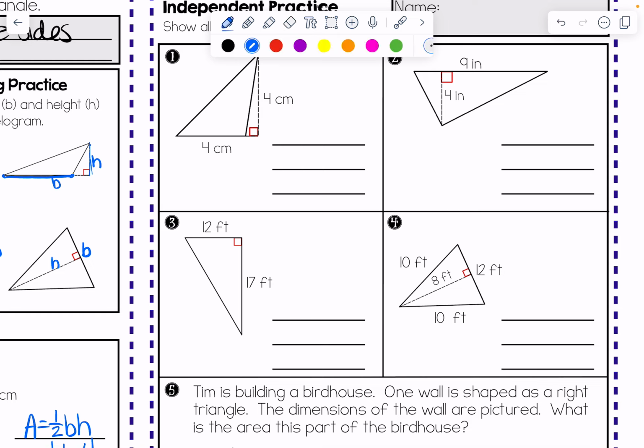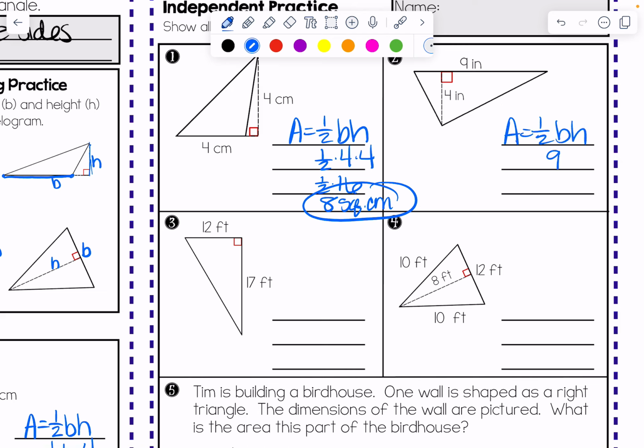All right, so here, always start with the formula. A equals 1/2 base times height. Triangle is half of a parallelogram. That's where we get the formula from. So 1/2, 4 times 4. So half of 16 is going to be 8 square centimeters. On number 2, our area formula is 1/2 base times height. My base and my height are 9 and 4. Half of 4 is 2, and 2 times 9 would be 18. So this is going to be 18 square inches.